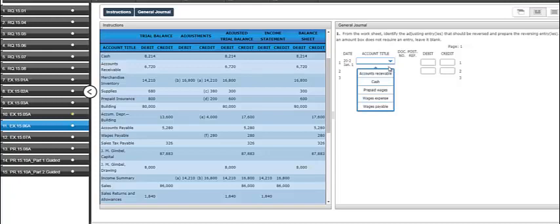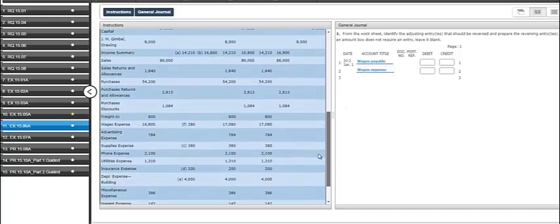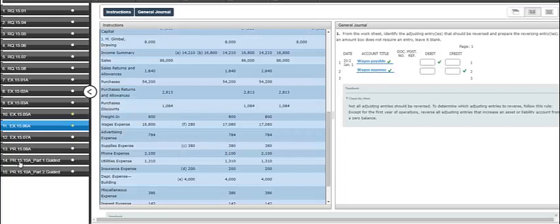So to do that, we just debit wages payable because in our adjustment we credited it. And then we're going to credit wages expense because in our adjustment we had debited it. So our reversing entry will be debit wages payable, credit wages expense for the $280 we had in the adjusting entry.